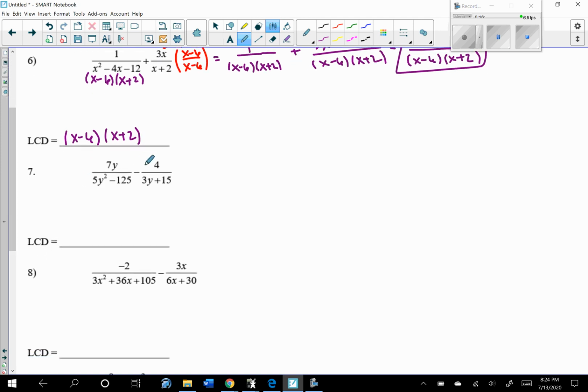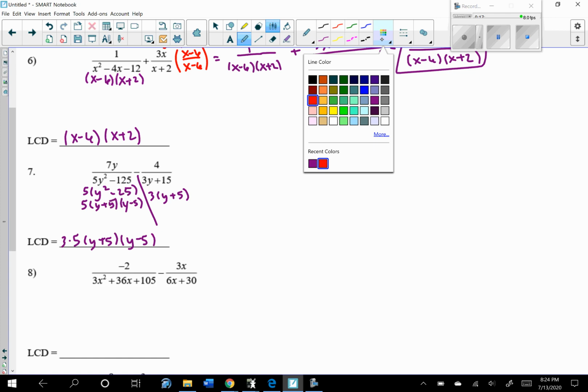Go ahead and see if you can do number 7. When you're done, you can unpause to check your work. So here I see I have a greatest common factor that I can take out, which is 5. And then this is the difference of two squares, so 5 times y plus 5 times y minus 5. Over here I have a greatest common factor of 3, so 3 times y plus 5. And that means my LCD, I have a 3 and a 5, so those are our numerical values, and then y plus 5 and y minus 5.